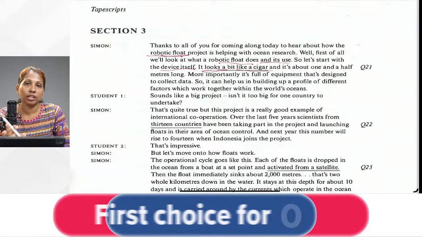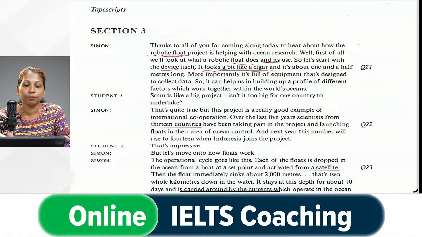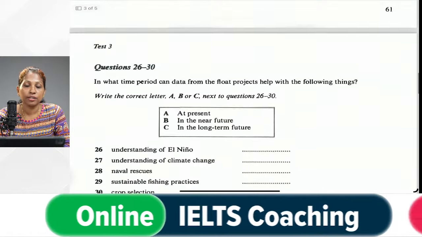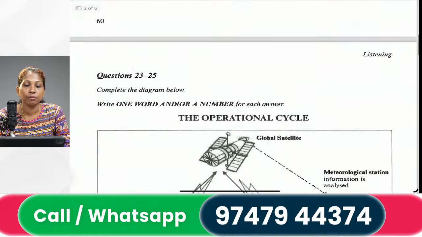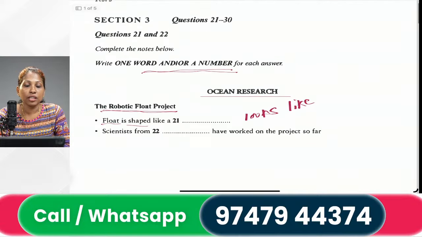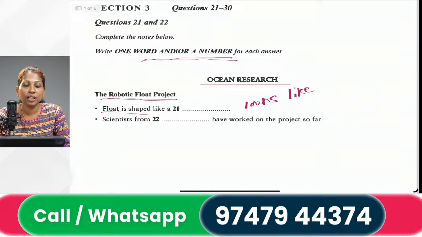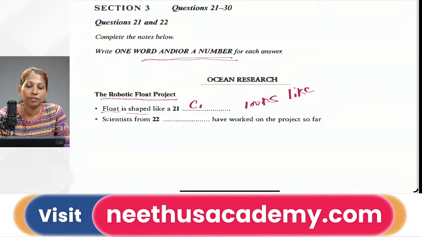We're not looking for the length, we're looking only for the shape of that equipment, right? So your answer for question 21 will be: the robot float is shaped like a cigar. Okay, so that will be the answer for that particular blank.